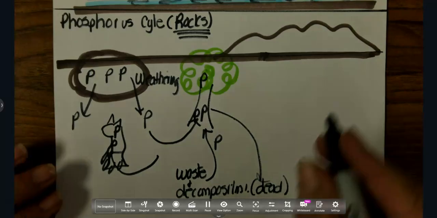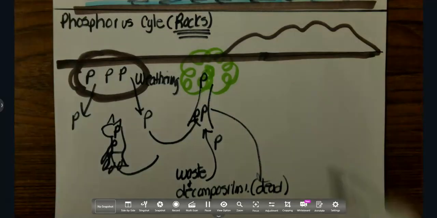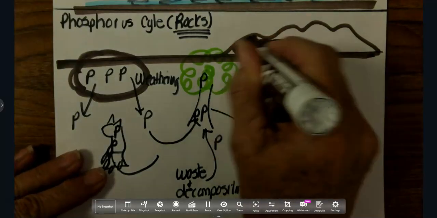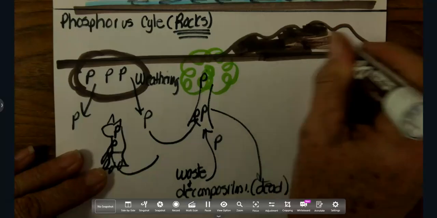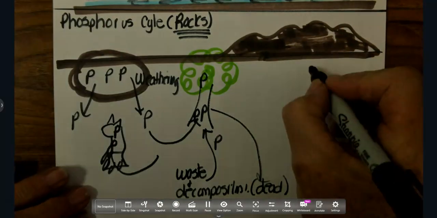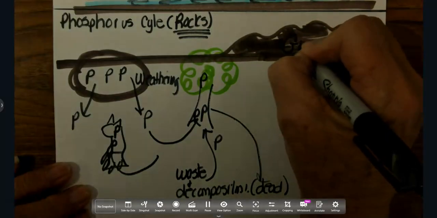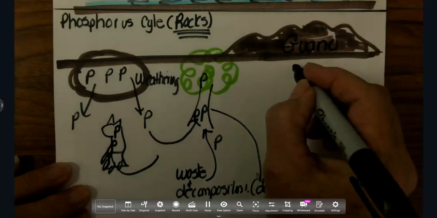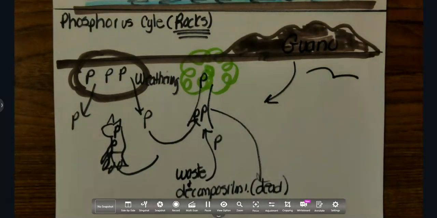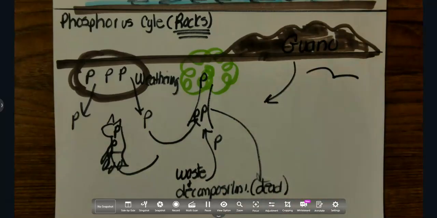Now, another really important source of phosphorus, and I'm going to color this in. This is sort of an aside, but it's significant, is bat guano. So that's my version of a bat. Bat guano is also incredibly rich in phosphorus, and so that guano can end up in the soil as well.